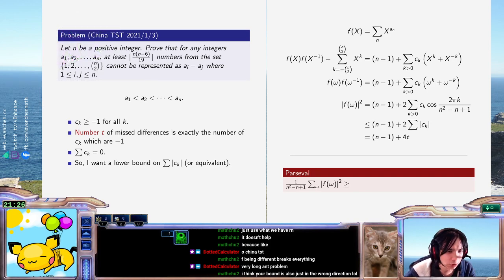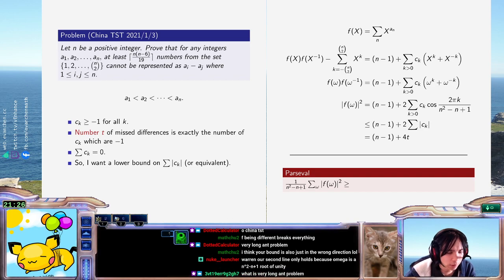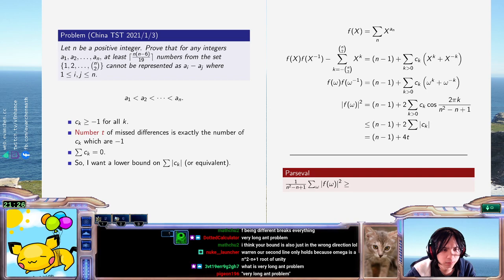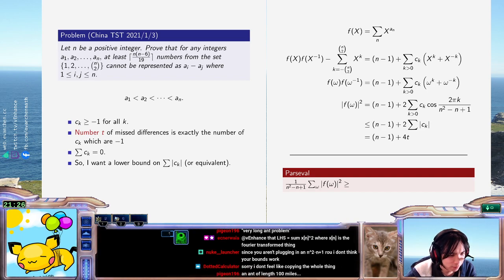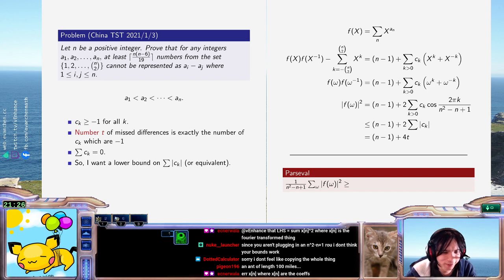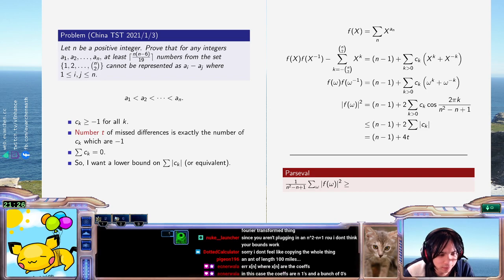Also, what does Parseval give? So it should be... If I do the... What does Parseval give? I don't actually know. Left-hand side is, my accent, the Fourier transform thing. What's a Fourier transform? I don't remember. The coefficients are n 1s and a bunch of zeros. Okay.